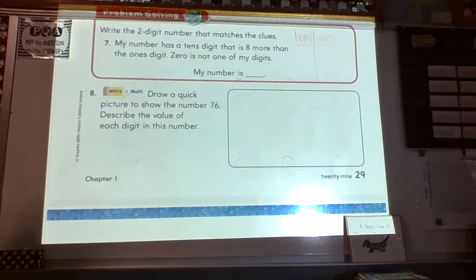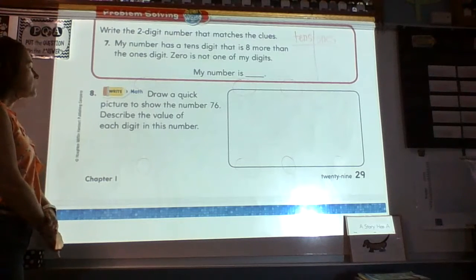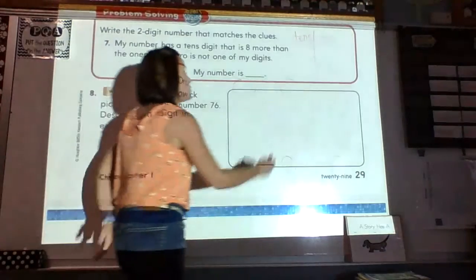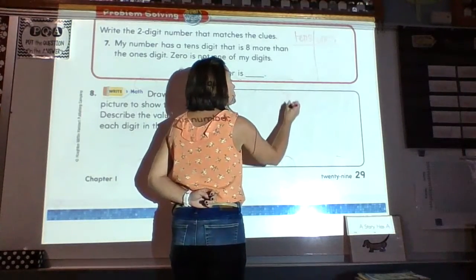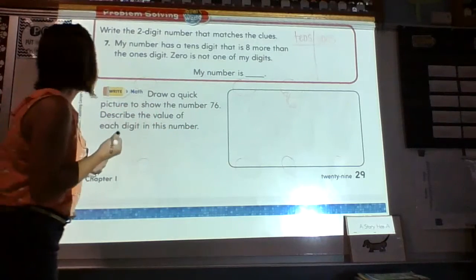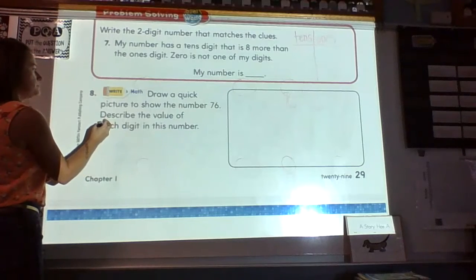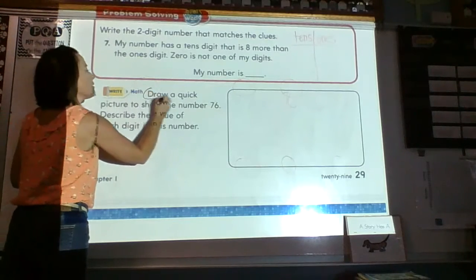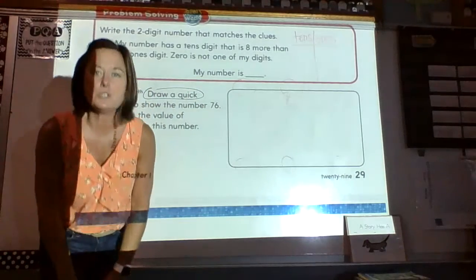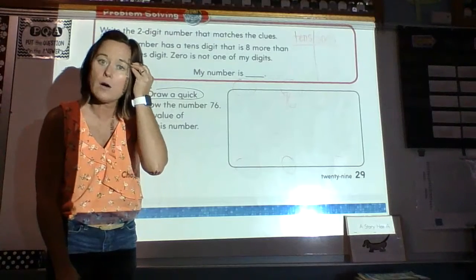All right, and then on number 8, draw a quick picture to show the number 76. Describe the value of each digit in this number. All right, so you're going to start with the 76. There's your number. Okay, now it says draw a quick picture. How do you think I want you to do that? Boys and girls, I want you to use what you know.